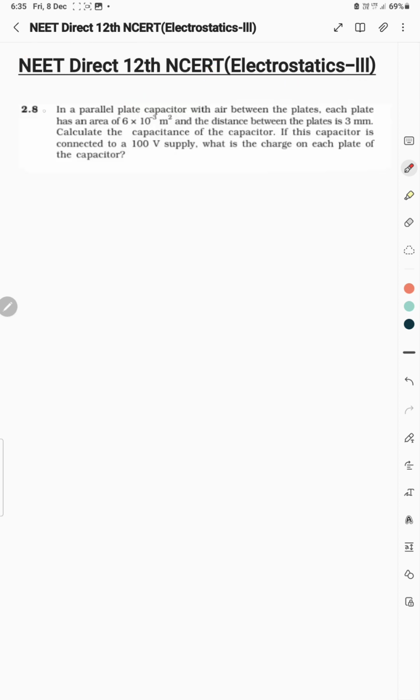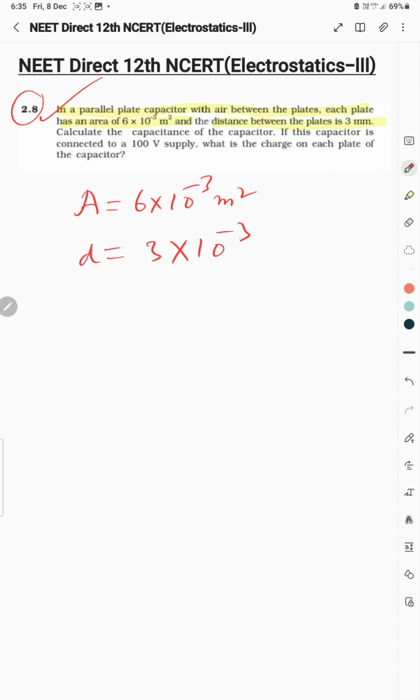So let's start from question 2.8 from the NCERT. In a parallel plate capacitor with air between the plates, each plate has an area of 6 × 10^-3 meter square. So we first write the area: 6 × 10^-3 meter square. All right. Next it says the distance between the plates is 3 millimeter, which I change to meters, so it becomes 3 × 10^-3 meter.